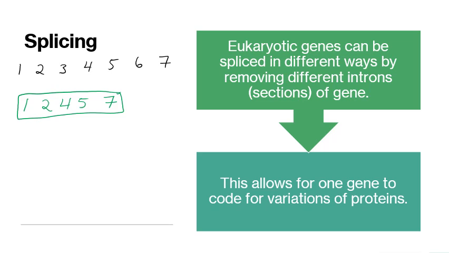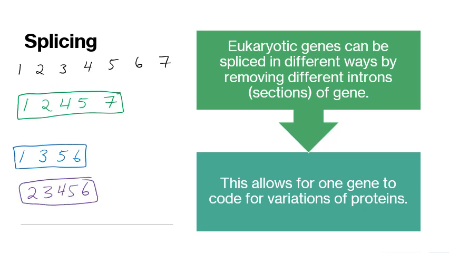But we could also cut out the 2, the 4, and the 7 and make a different strand of mRNA. Or we could cut out the 1 and the 7 and again have a different strand of mRNA. You don't need to know the process of how this happens. You don't need to know how the cell or the enzymes know which sections to cut. You just need to know that it does happen.